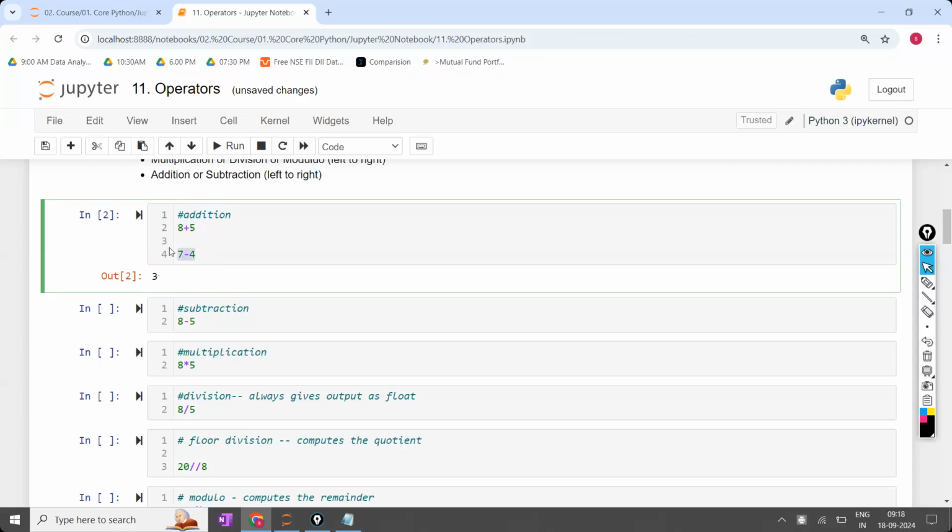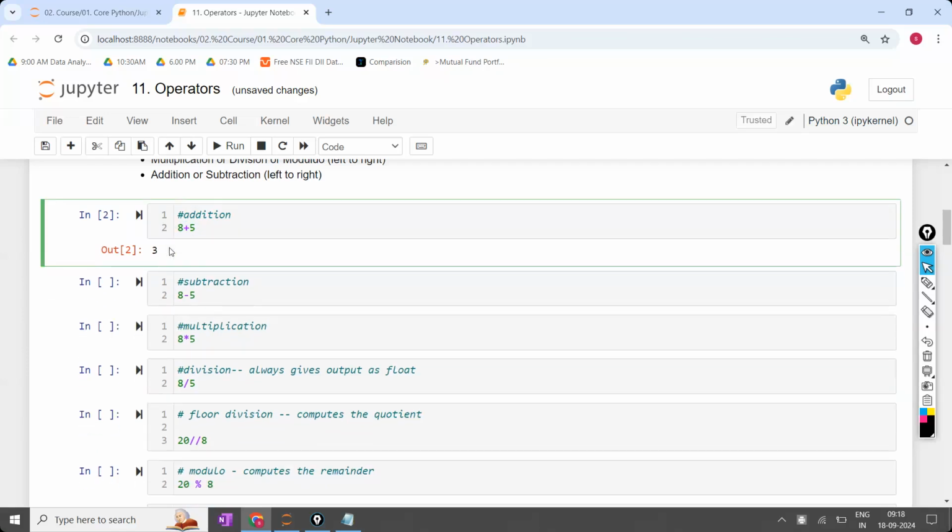So whichever is in the last line of the Jupyter notebook cell, that will be printed automatically without using the print statement. Without using the print function, it will print automatically whichever is in the last line of the Jupyter notebook cell.